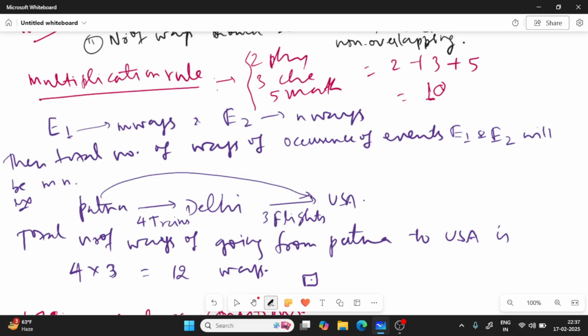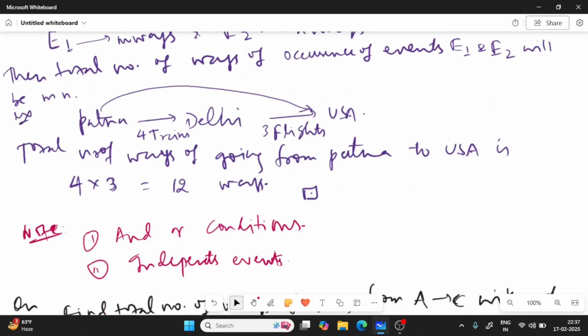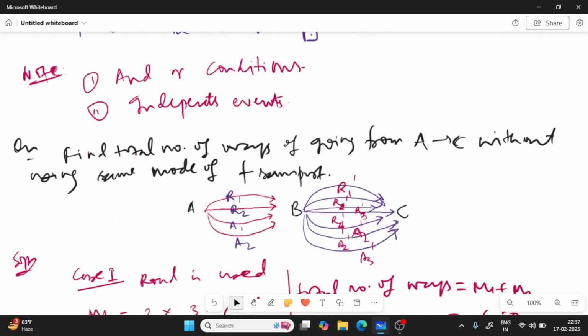Then your answer would be 4 into 3, because you can choose any one train out of four and any one flight out of three flights. So the number of ways of choosing a train from Patna to Delhi is 4, and from Delhi to US is 3. So total ways would be 4 into 3, and that is 12. So you can see easily. Okay. We use the multiplication rule when 'and' conditions are there, and another note is that the events should be independent. In that case, we will use the multiplication rule.